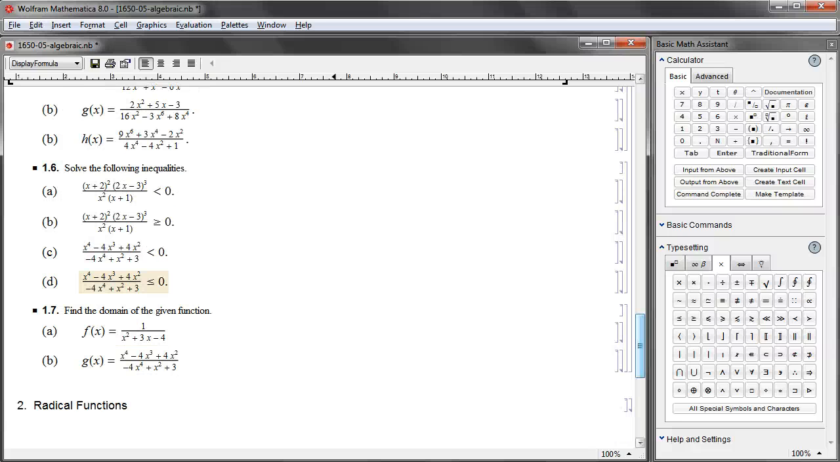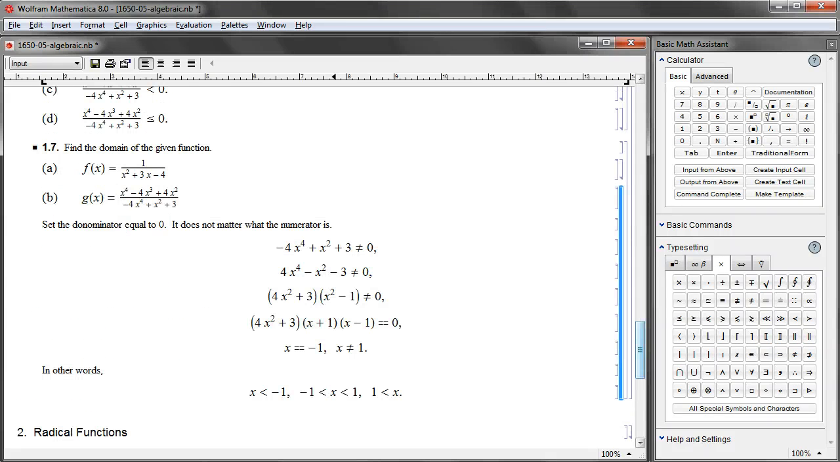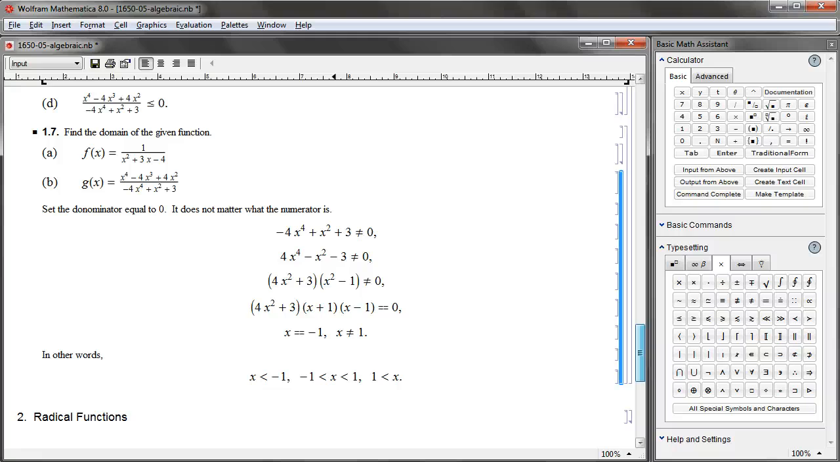Domain of those kind of functions, well, in that case, basically you have to set the denominator equal to 0 and then remove those. So it should be something like that.